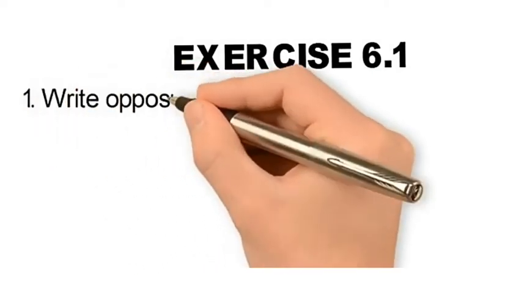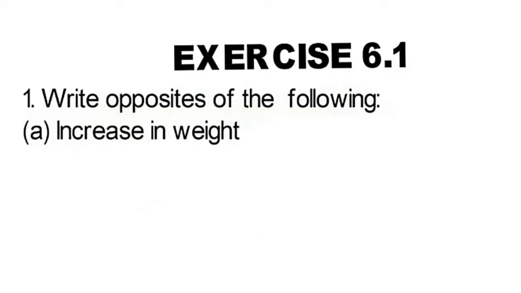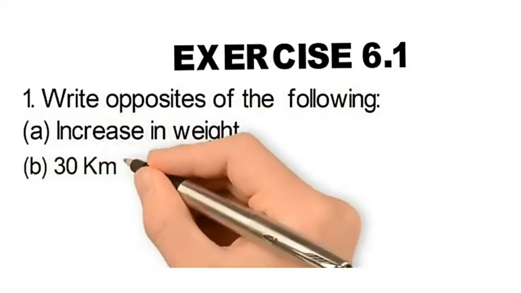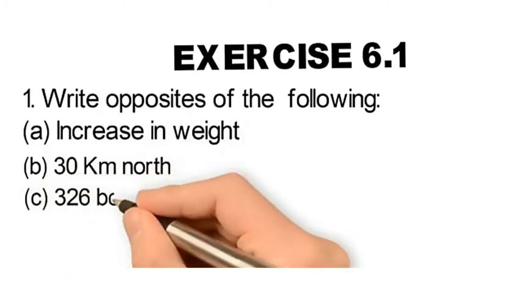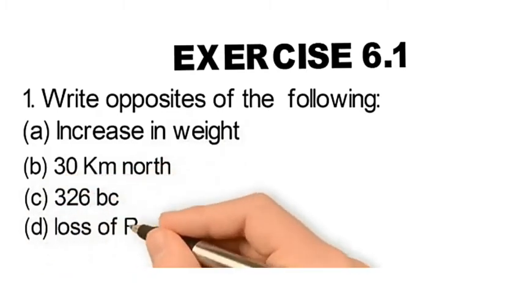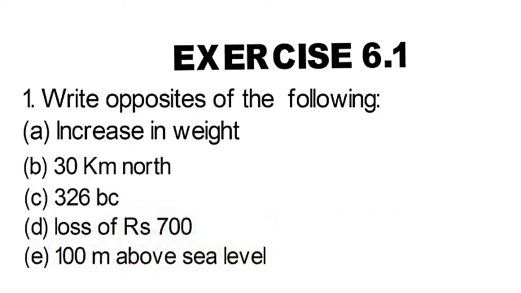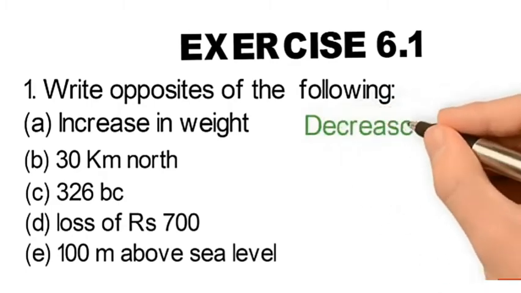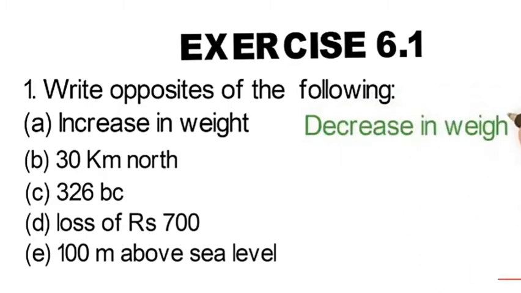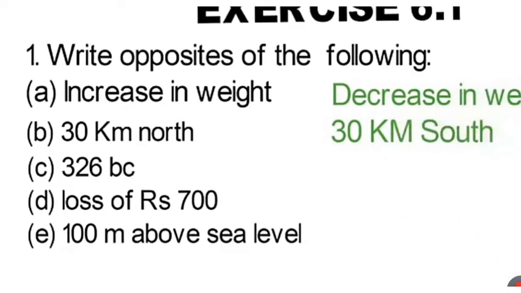Question 1. Write opposite of the following. A. Increase in weight. B. 30 kilometers north. C. 326 BC. D. Loss of ₹700. E. 100 meter above the sea level. Opposite of increase in weight is decrease in weight. Next, 30 kilometers north. Opposite of north is south. So, we'll write it as 30 kilometer south.